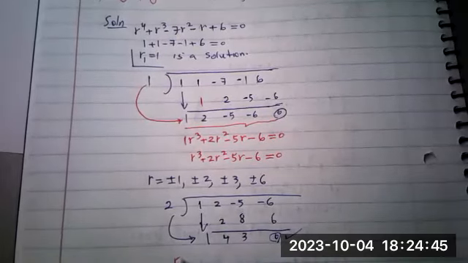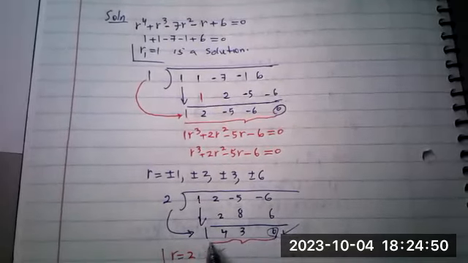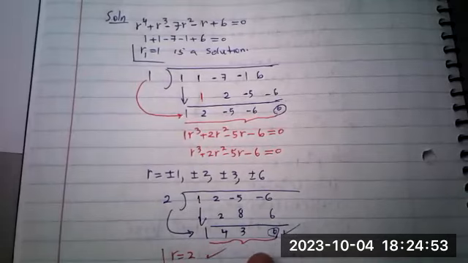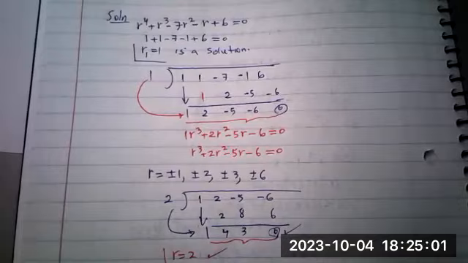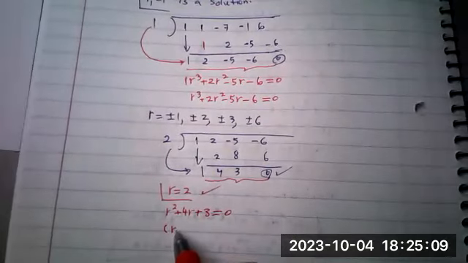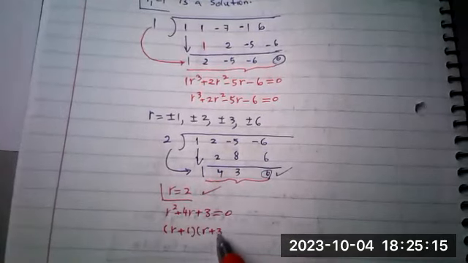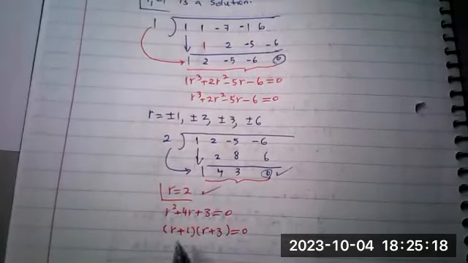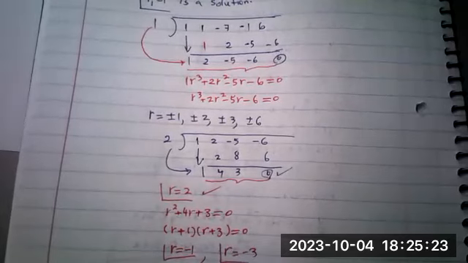Okay, so this tells us that R equal to 2 is one of the solutions. Then the shrinking polynomial is what? That was cubed, so this is going to be a square. So what do you have? R squared plus 4R plus 3 equal to 0. And this equation is easy to solve now. You factor it: R plus 1 times R plus 3 equal to 0. So we get another solution, R equal to -1, and another solution, R equal to -3.